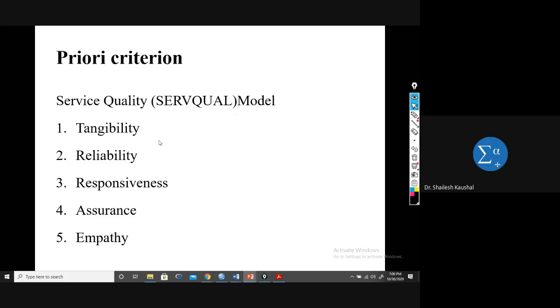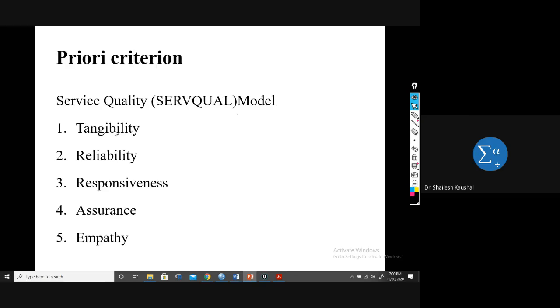And same as in service quality, basically the 5 main components are tangibility, reliability, responsiveness, assurance, empathy. In each component, 4 or 5 questions. This is basically the SERVQUAL model, which means service quality.